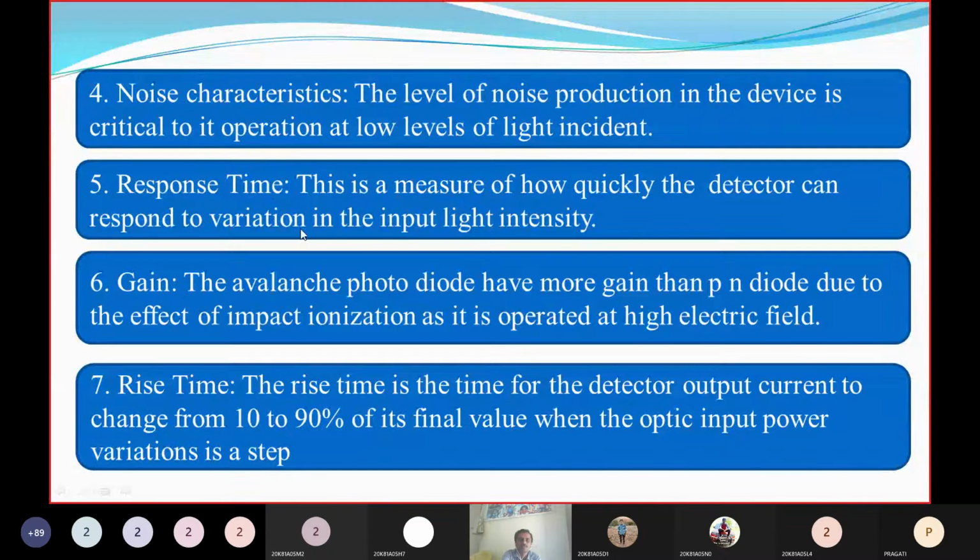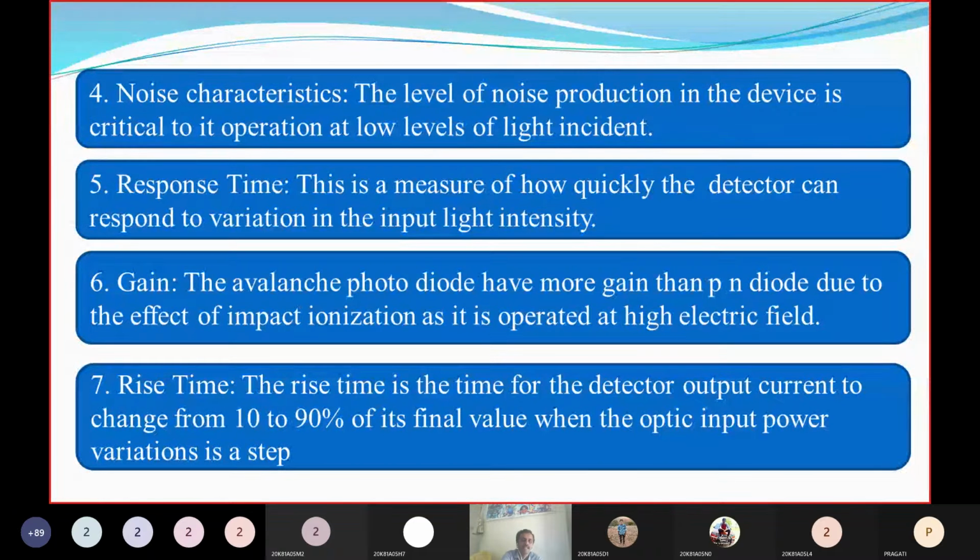What is the response time? Whenever light is incident on the photodiode, how quickly the detector detects and measures it, that is the response time. If the response time is less, the diode will work very accurately.